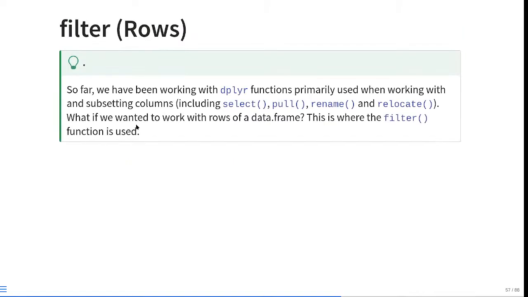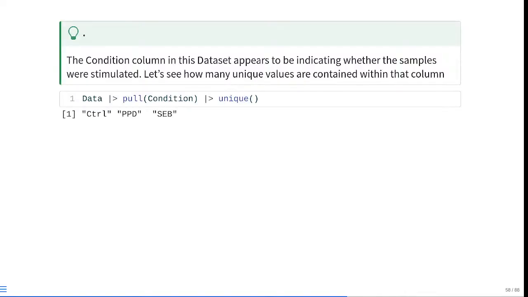Now, so far, everything we've been working with has been mostly focused on columns. We've used select, we've used pull, we've used rename, we've used relocate, and as we mentioned, tidy data is very much concerned with both columns as well as rows. So what's one of those functions that we'd use if we're trying to sort or select things based on contents within a particular row? That's where the filter function is going to come into play.